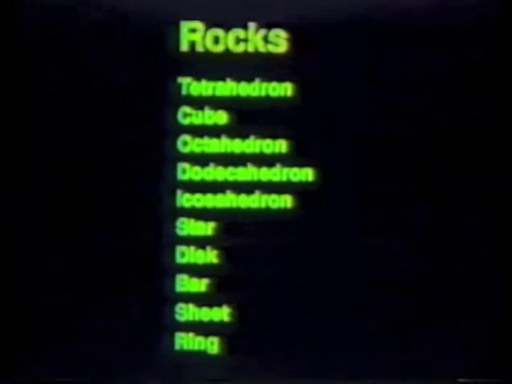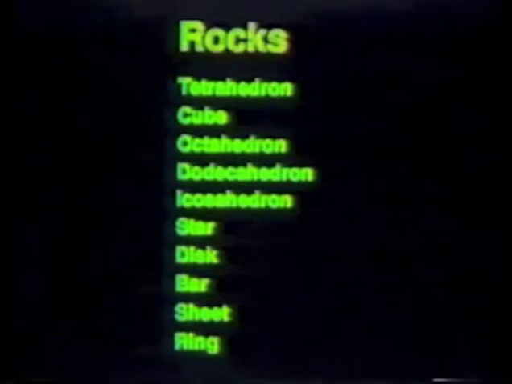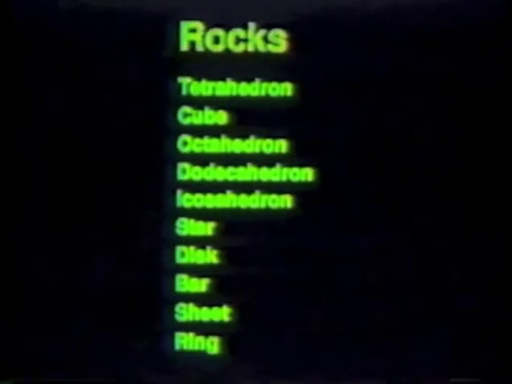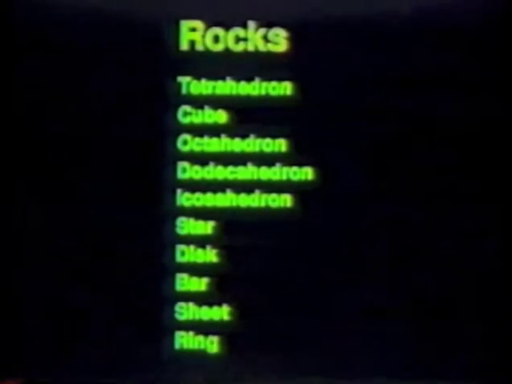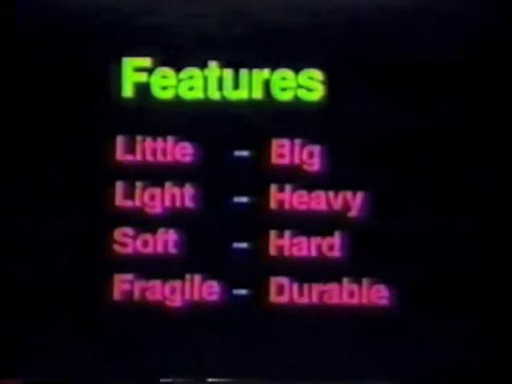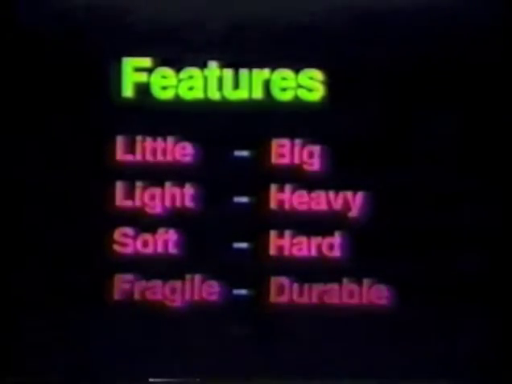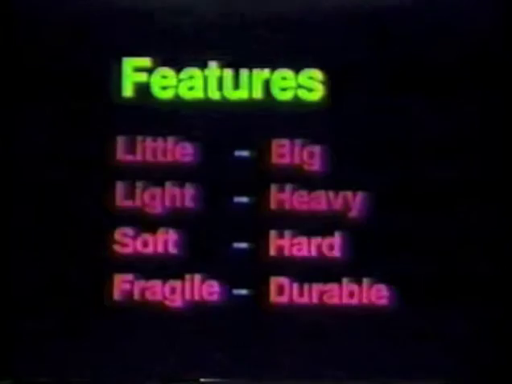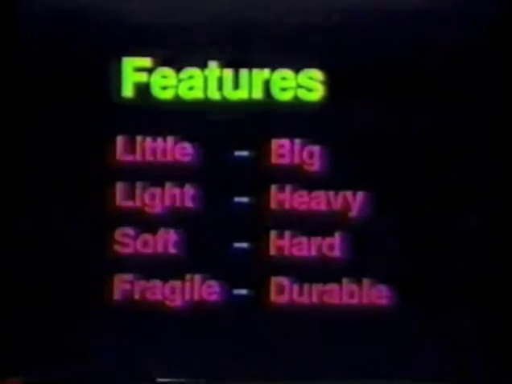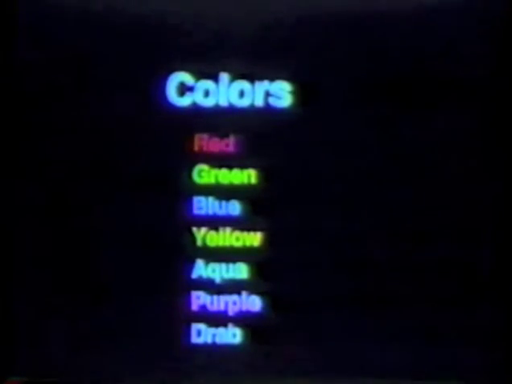There is a selection of 10 object shapes, including all the regular polyhedra and some other interesting solids. The size, mass, hardness, and breakability of an object are all independently settable. Objects can also be colored 7 different ways.